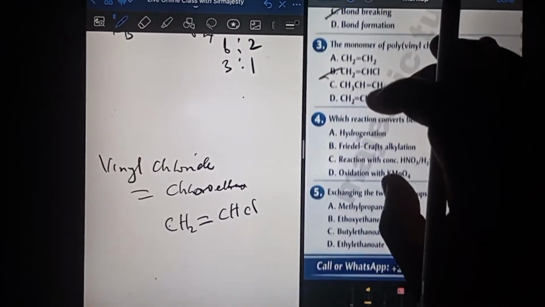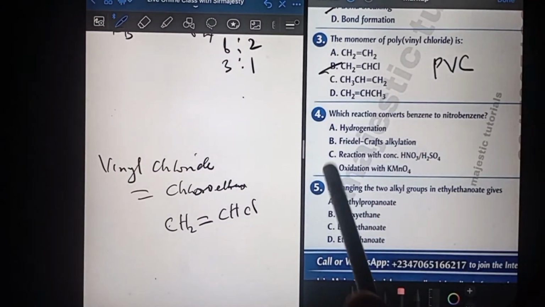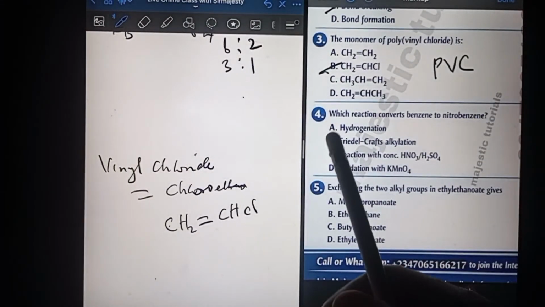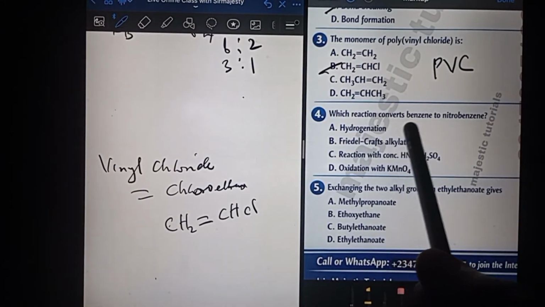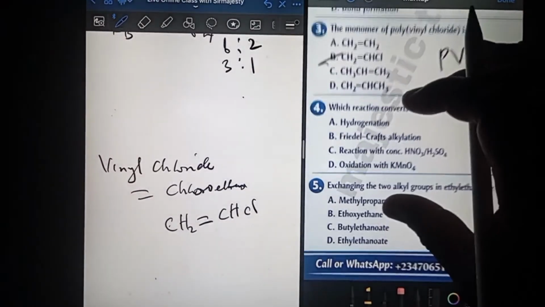Then remember, we'll answer from 1 to 13. We are here at question 5. We'll continue on another page. Which reaction converts benzene to nitrobenzene?